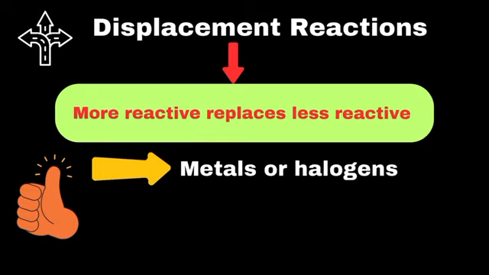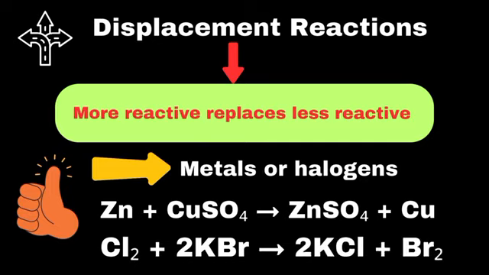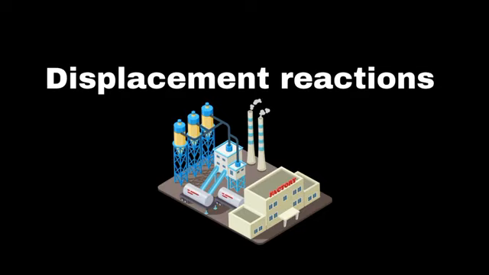For instance, when zinc is placed in copper sulfate solution, zinc displaces copper to form zinc sulfate and copper metal. Another example is when chlorine gas reacts with potassium bromide solution, forming potassium chloride and bromine. Displacement reactions are widely used in industries.